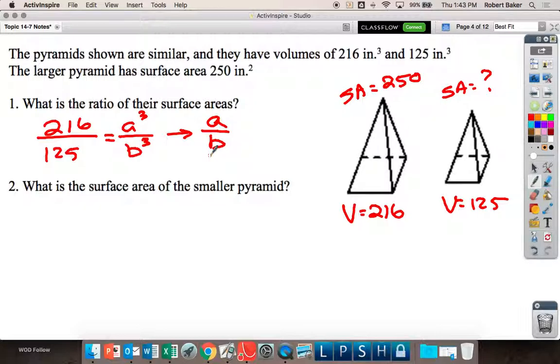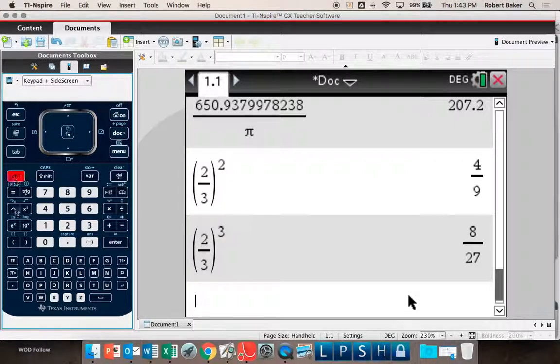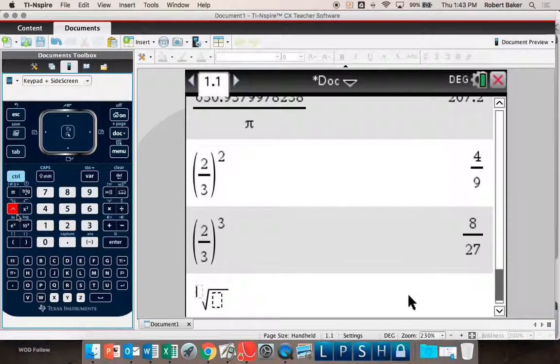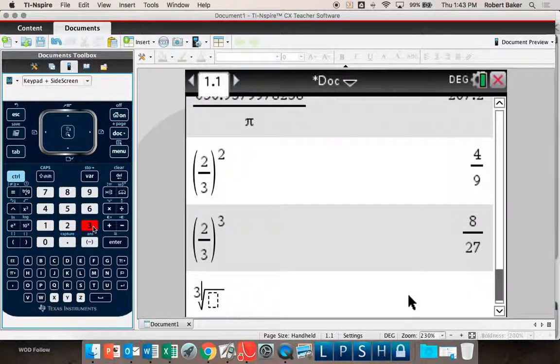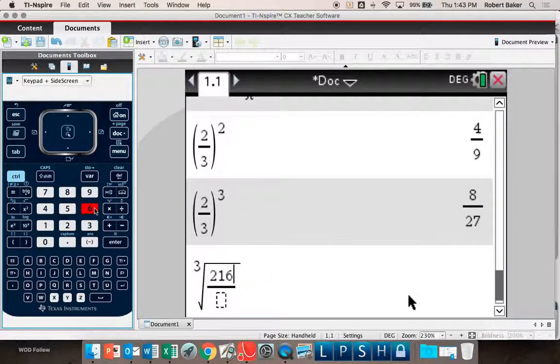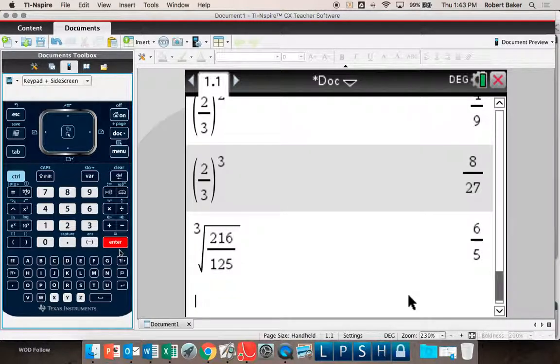The cube root. So in my calculator, I want to undo cubed. I want to uncube the fraction 216 over 125. I want to undo that. And it's going to return 6 over 5. How do you do the square cubed? Control, caret.